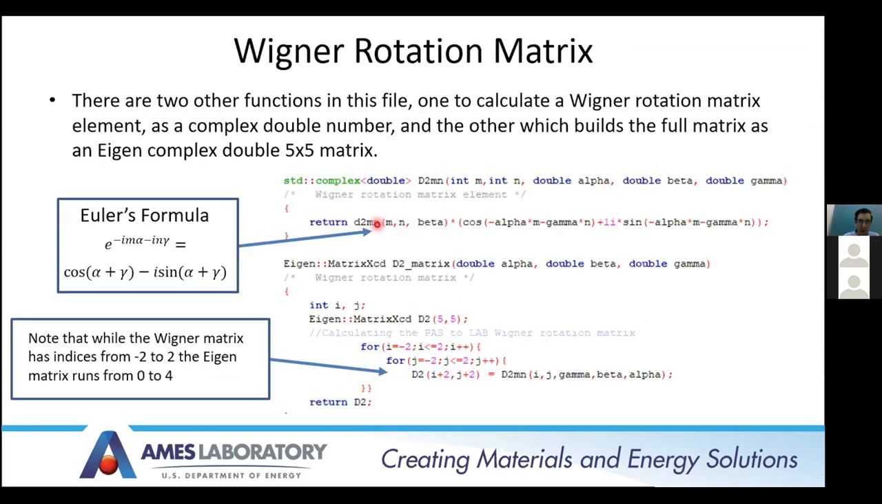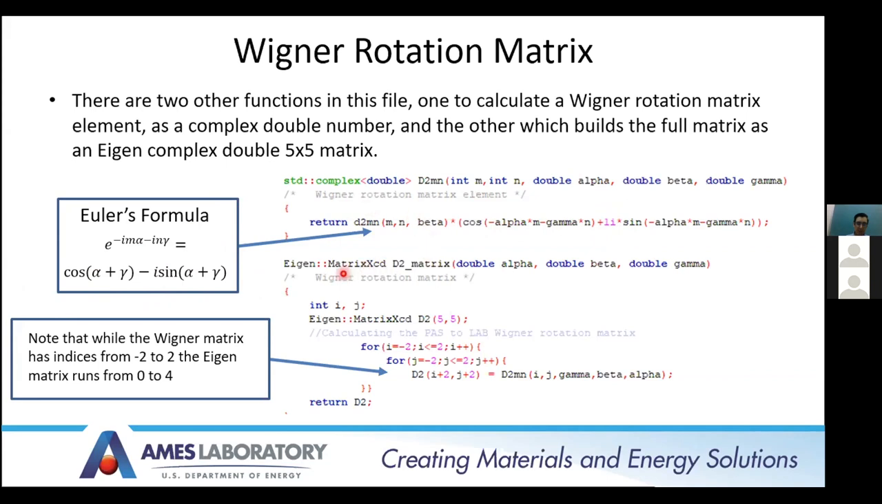In this header file, I also included two functions, one to calculate the matrix element for the full Wigner rotation matrix, and the other one, which just returns the matrix itself. So this large D2MN function just returns the result from the first function, so D2MN of beta, and then uses Euler's formula here to include the alpha and gamma dependence. So we have cos of minus alpha m minus gamma n, and then we use this complex literal 1i to represent this imaginary number here.